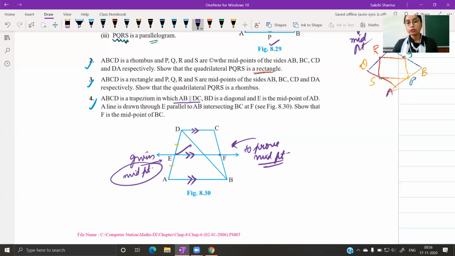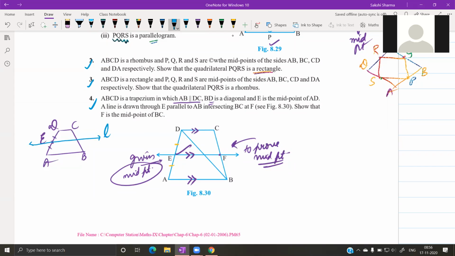So the first thing you want to ensure is that you draw one of the diagonals. Right now they have drawn BD diagonal, you can draw any diagonal. In case you're simply given that ABCD is a trapezium, E is the midpoint of side AD, and there is a line which passes through E, let's say the name of the line is L, and it meets the opposite side at F, and this line L is parallel to one of the sides. You have to prove that F is the midpoint.